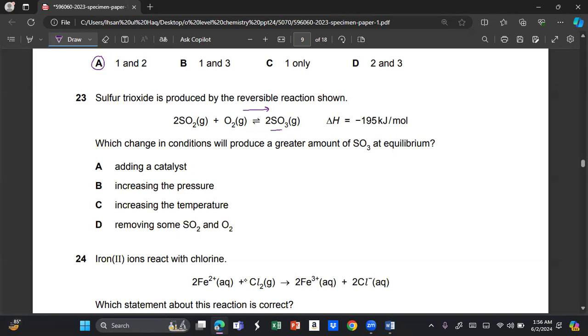Always keep in mind, students, whenever we have to see the effect of pressure, pressure effect can only be seen in a gaseous mixture. If there is a solid, please ignore it. Let's see the gaseous mixture. If we see the number of moles on the right-hand side, they are fewer. Keep in mind, an increase in pressure will always shift the reaction in the direction of fewer moles. The moles of the products are 2, while those of the reactants are 3, 2 for sulfur dioxide and 1 for oxygen. So an increase in pressure will shift the reaction forward.